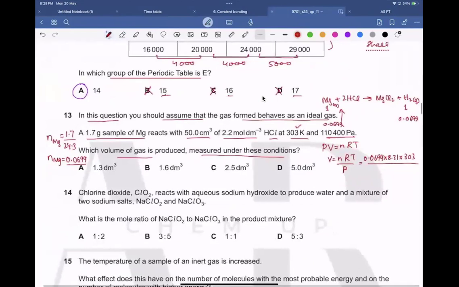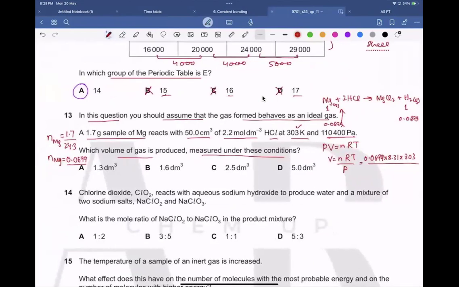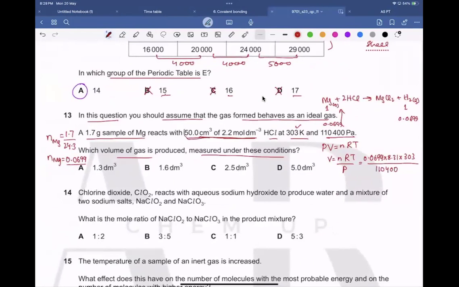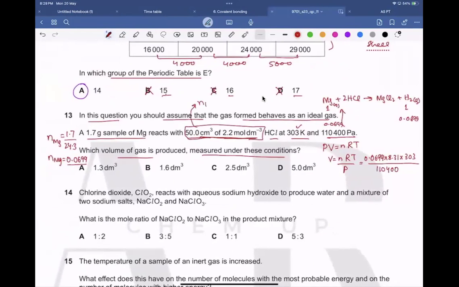Yeah, there is one more thing I ignored. Okay, 1 minute. The pressure is 110400. Calculate the moles of HCl as well. So moles of HCl would be 50 is the volume times the concentration, which is 2.2, divided by 1000 to turn it into decimeter cubed. Can anyone calculate it and tell me?